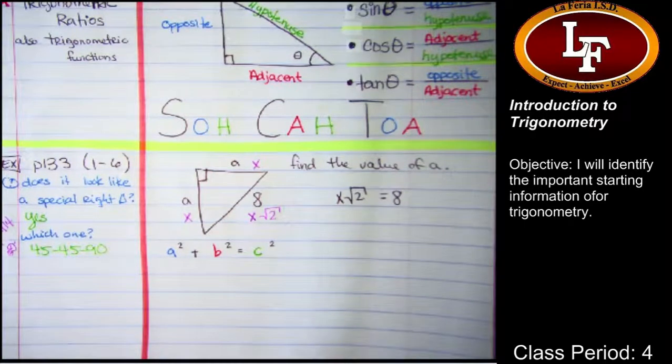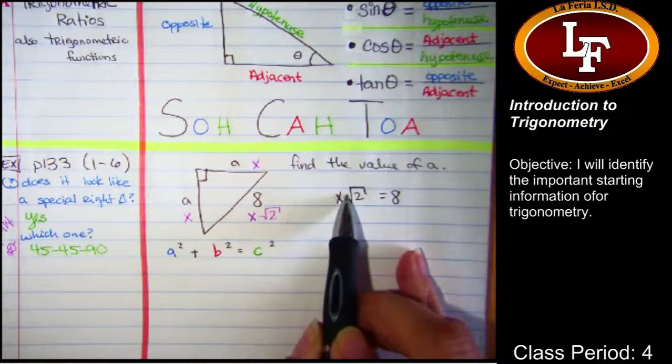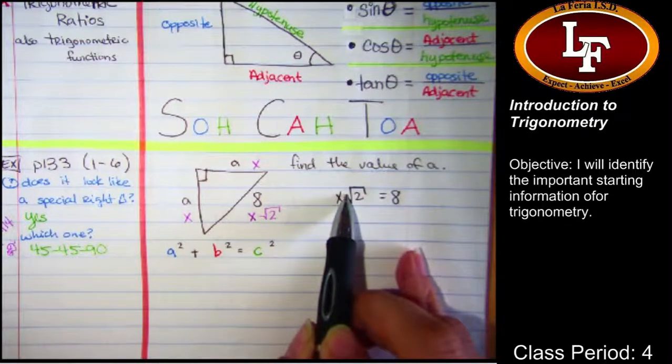So how do I get rid of that radical? What's the difference between a radical and a square root? Great question, thank you. One thing and one thing only, and that's the number that goes right there on the radical symbol. The square root doesn't have one, so you assume it's a 2.